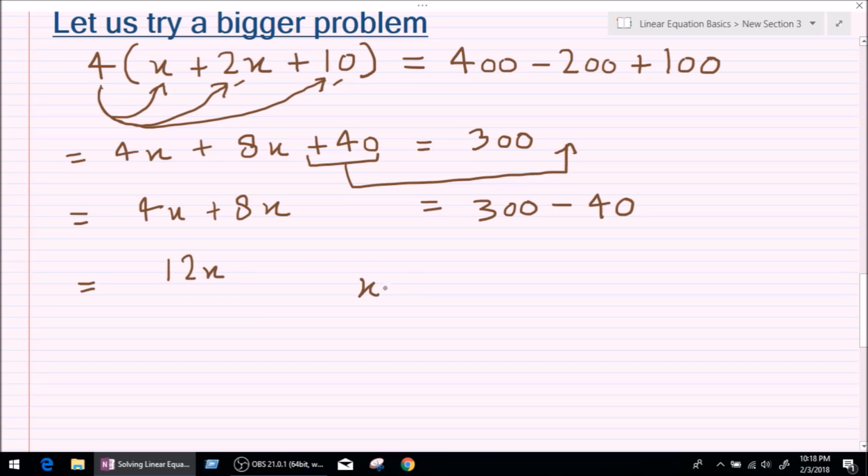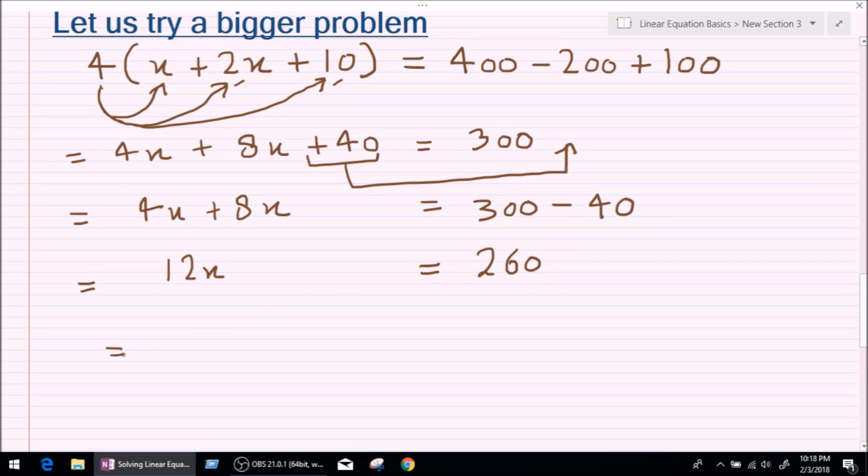Now if you don't know what x plus 2x is, let me just make it simple for you. Pen plus 2 pen. What would be your answer? 3 pens. Exactly, so x plus 2x is going to be 3x. That is the concept of understanding positive operation with the same variable. Take a note if you want to. Okay, so that's how we get 12x equal 300 minus 40 is 260.